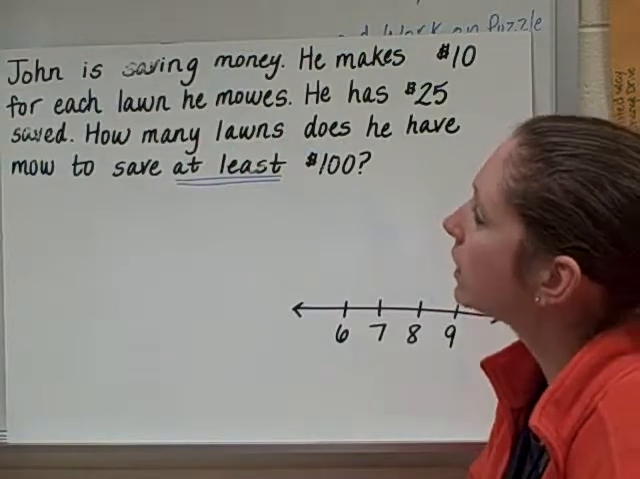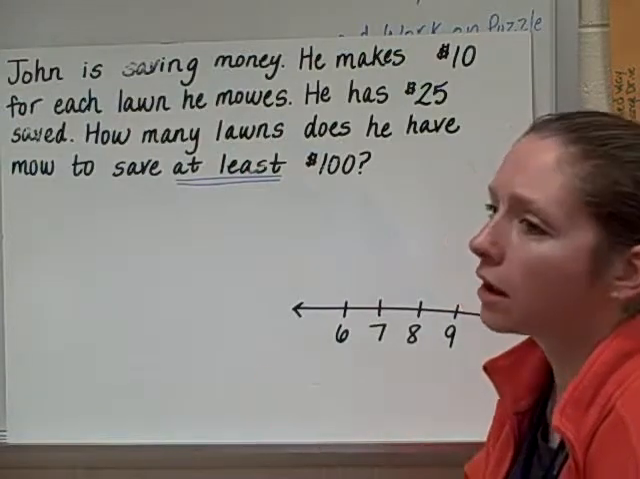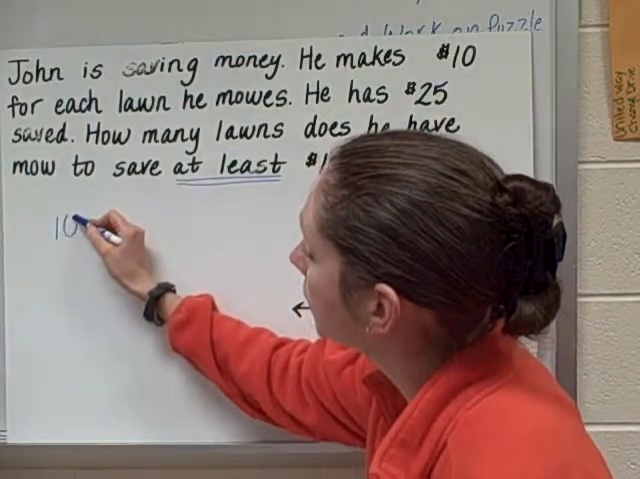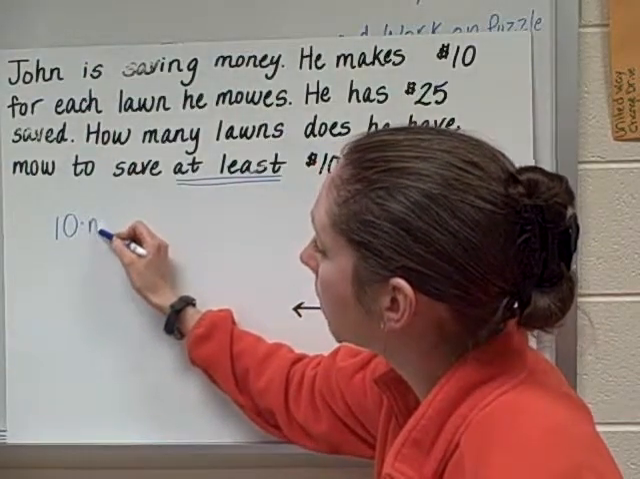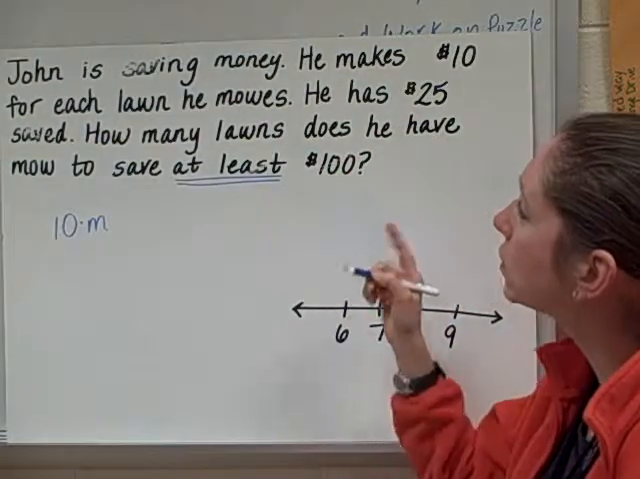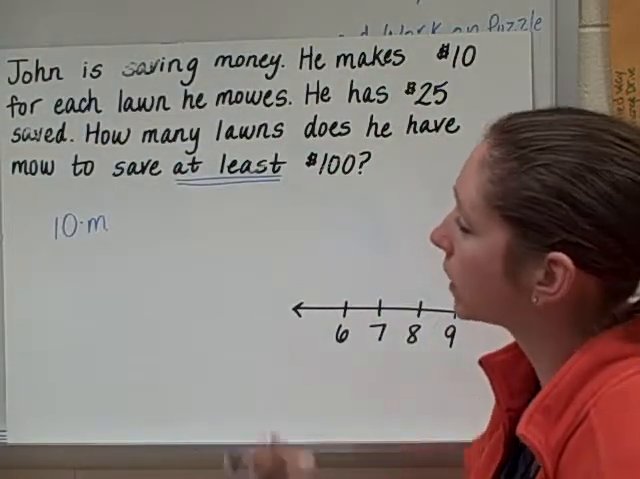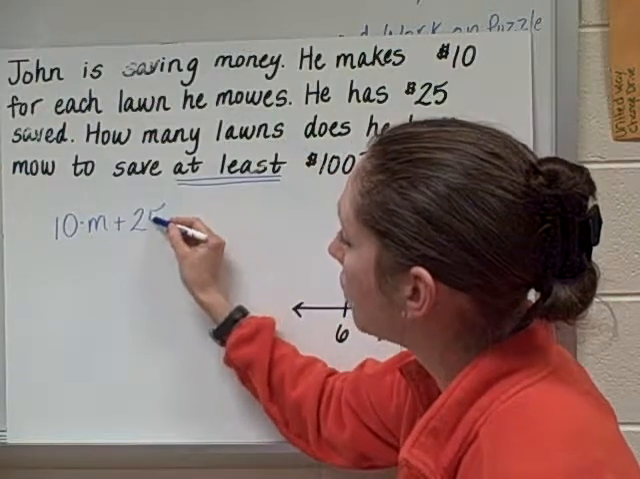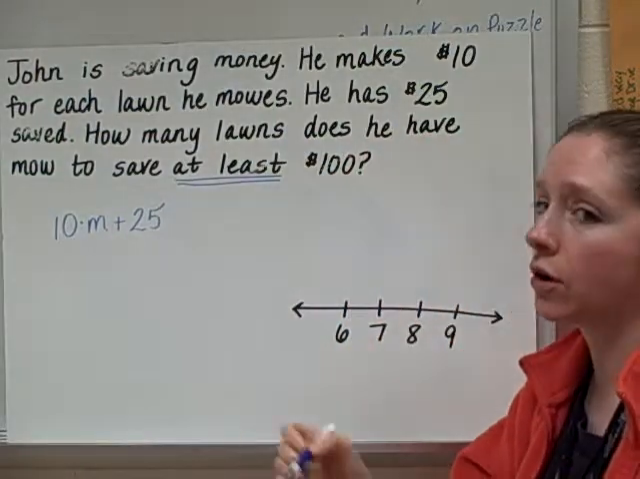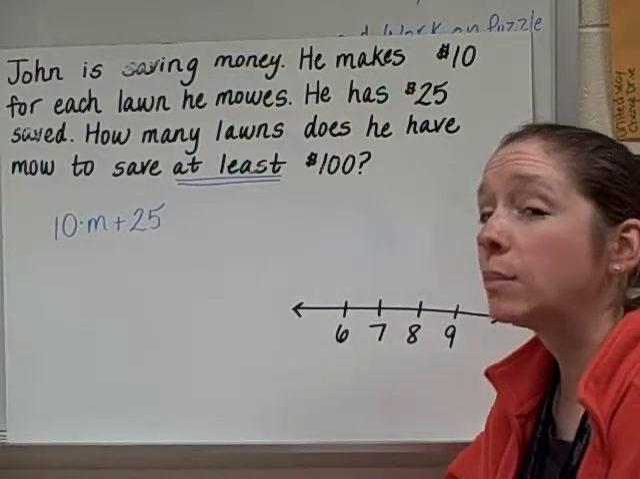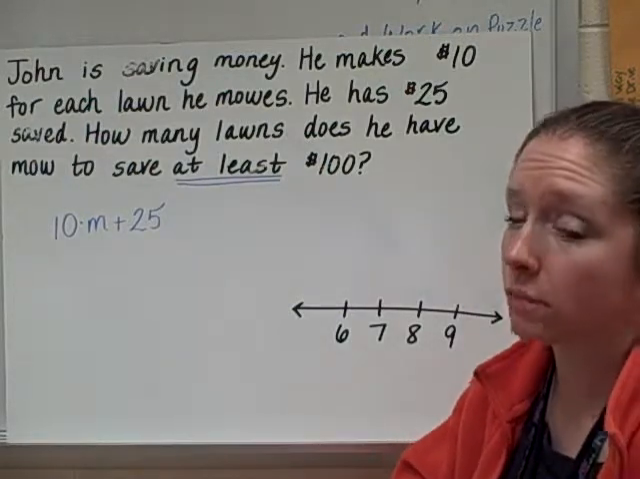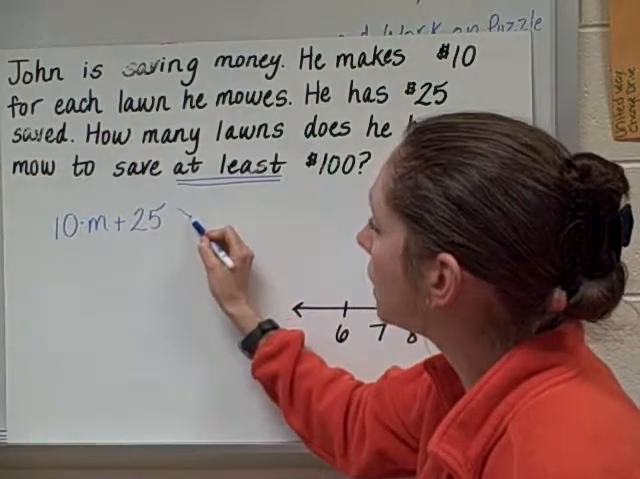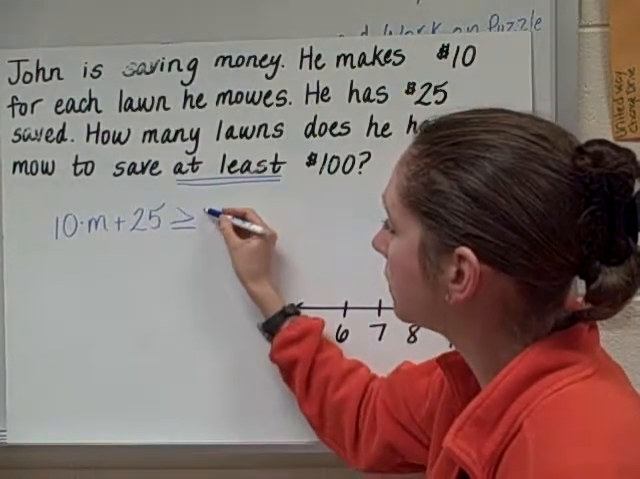So let's write an equation. We know he makes $10 for every lawn that he mows. So that's $10 times M. We know that he's already saved $25, so we're going to add that on. It's money that he already has. And he wants to save at least $100. So that means he'd be okay with going over 100, but he doesn't want to go under 100. So that means the inequality symbol would be greater than or equal to 100.